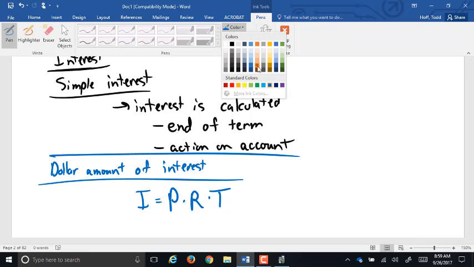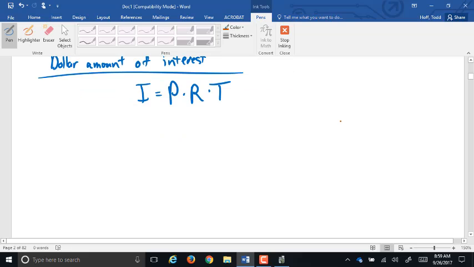So let's say you invest $4,000 at 8% simple interest.